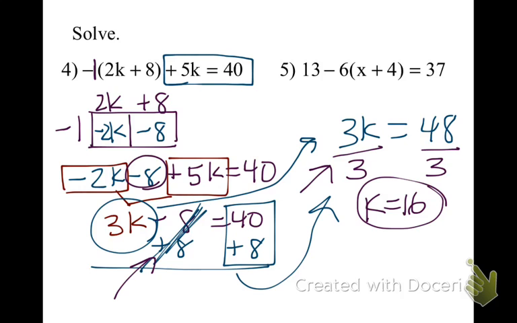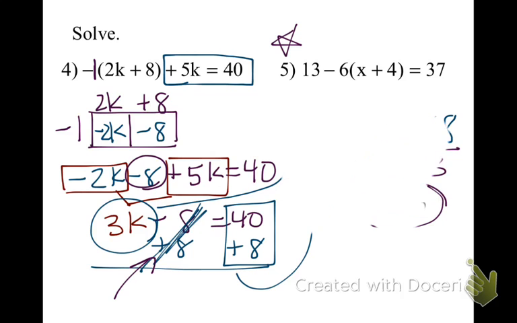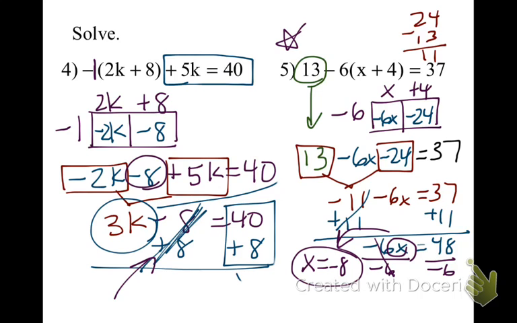Now, on your own, go ahead and try to do number 5. Let me give you some room to do some work. If you're doing number 5 on your own, this is all the work, and your answer is x is equal to a negative 8.